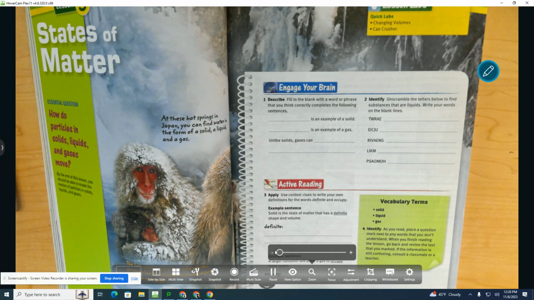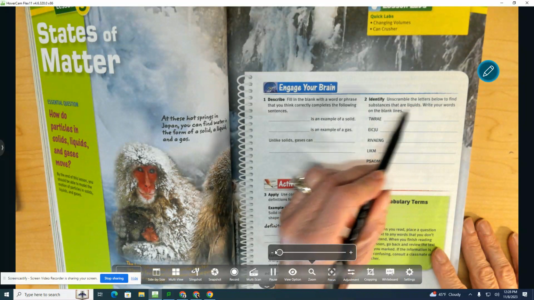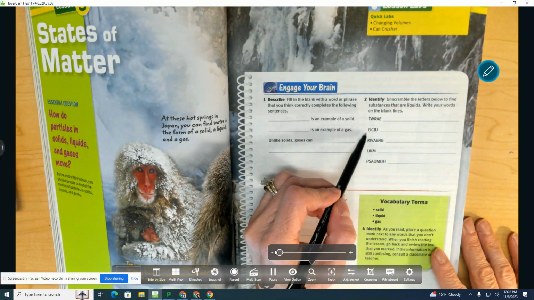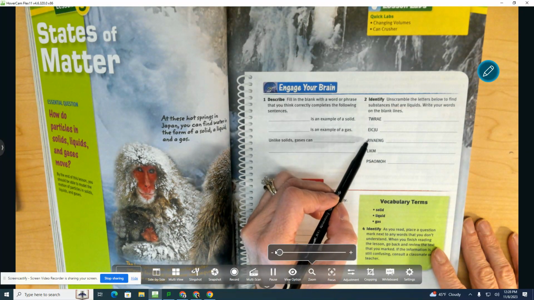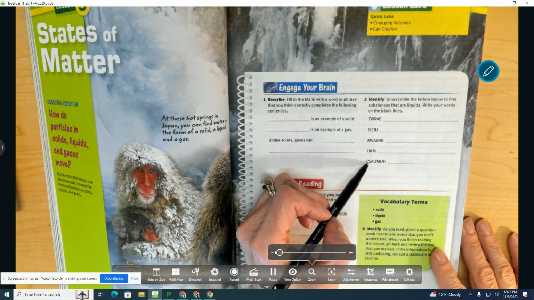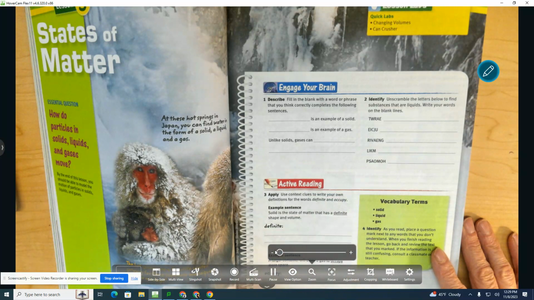All right, number 2, unscramble the letters below to find substances that are liquids. Write your words on the blank lines. So these are liquids. So what liquids could these be? This one seems to be the hardest for most students. I'll give you a clue. It starts with a V. The others I think you can figure out. And this one's hard too. It starts with an S. Something that you might use in the morning or in the evening would be that one there.